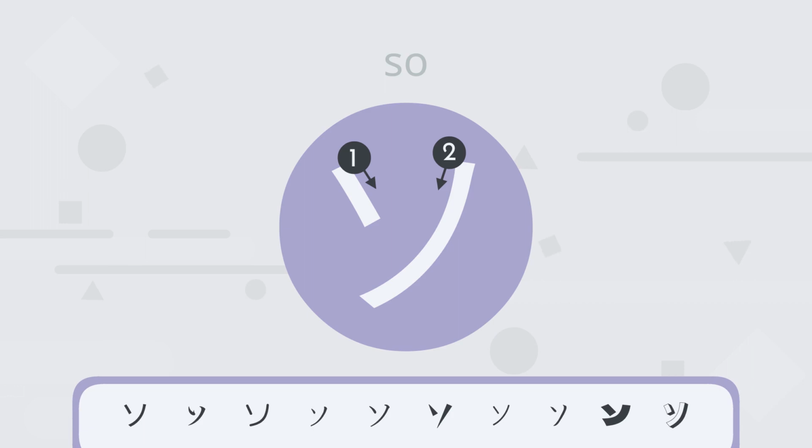The final character we'll learn is so. So. Note that the character so looks very similar to the character n. When writing so, you'll want to make sure that the first stroke is vertical and the second stroke is written from the top down. Which of these characters is so? So.